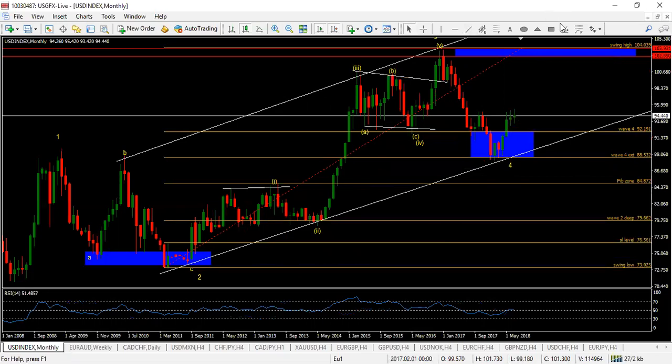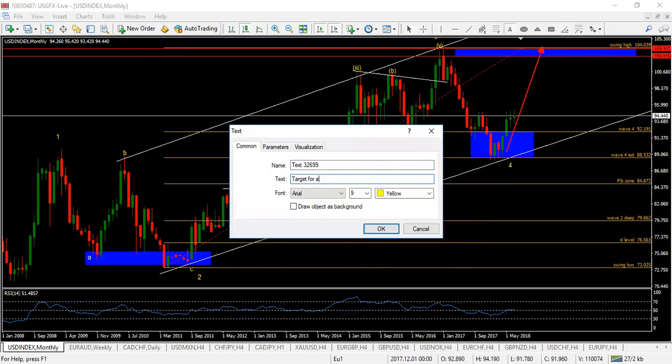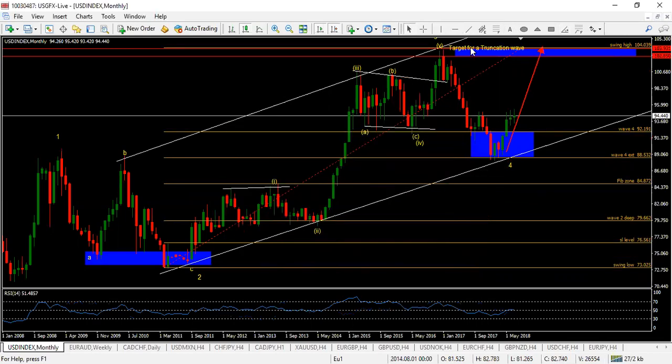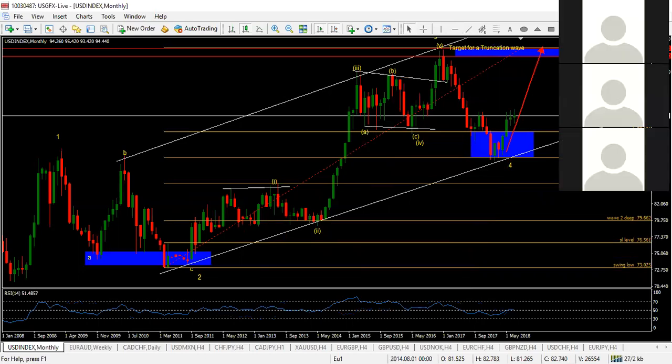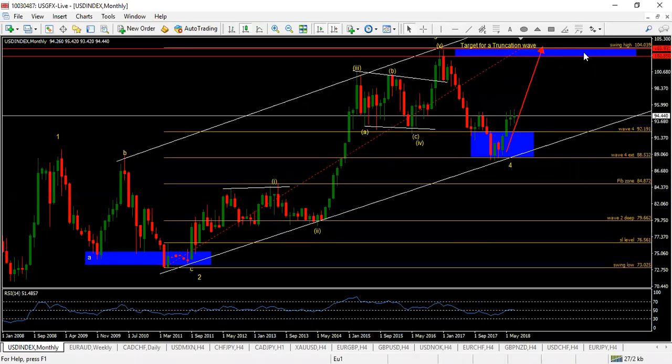So the market now is pushing. Remember saying our next target is this point. This is our first target. So what are we expecting there? This is the target for a truncation wave. So what is a truncation wave? A truncation wave is our wave 5 that we're expecting the market to come and hit that area to give us a truncation wave.